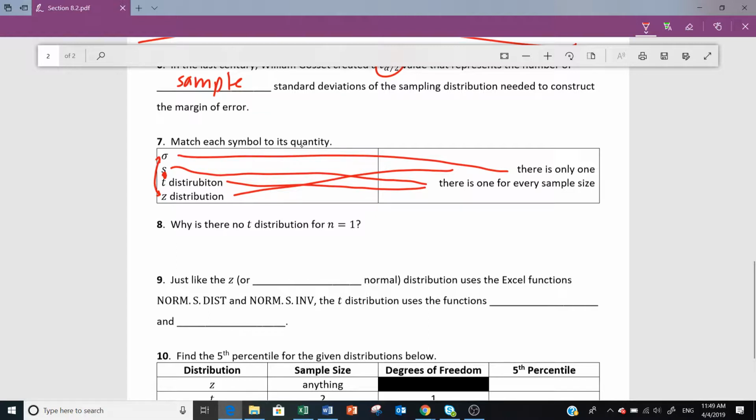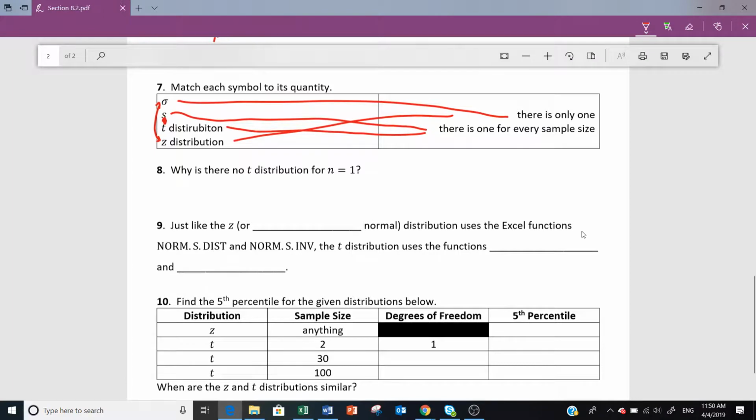So if you're going to type in things like t.dist, you're going to have additional values to type in. We're going to be typing in things like t.inv. When you did norm.s.inv, you just put the area. In this case, we did the 0.99. Am I going to be able to just stop there if there's a different t-distribution for every sample size? Then you're going to have to put a comma, and then type in that additional value. So we're going to talk about what that additional value is.